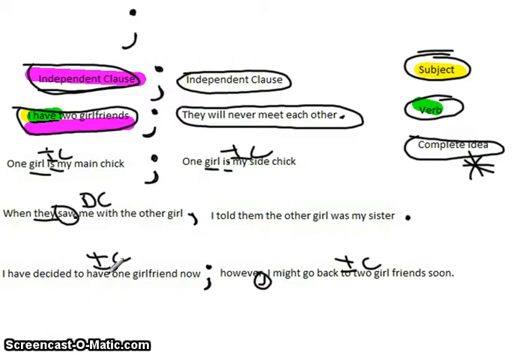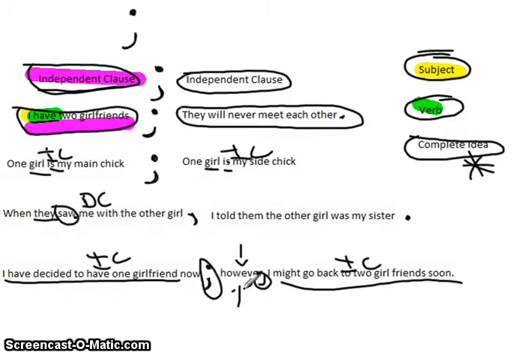So I have decided to have one girlfriend now, semicolon, because that's an independent. I might go back to two girlfriends soon as another independent, and this bonus information here, I have two commas. One being the semicolon that I have right here because of my two independents, and then however, because it's bonus, needs to have that comma there. Notice how the sentence works without that however. I have decided to have one girlfriend now. I might go back to two girlfriends soon. Works totally fine. Because this is extra bonus information, I gotta put that second comma.